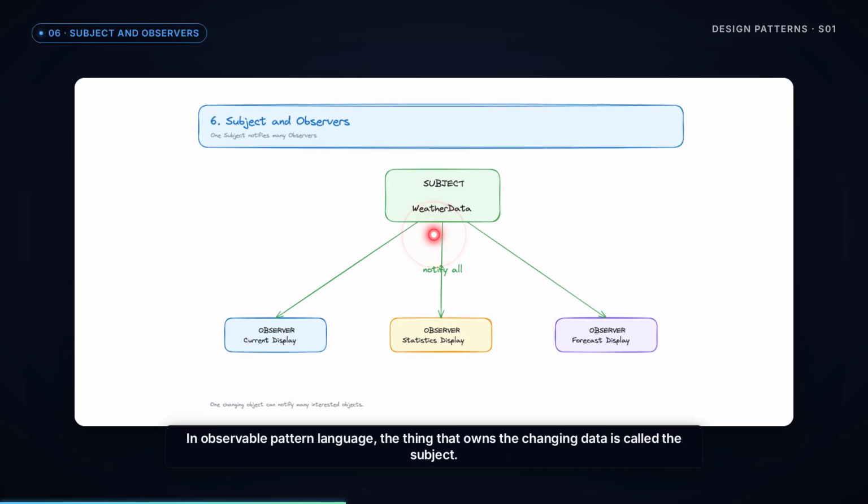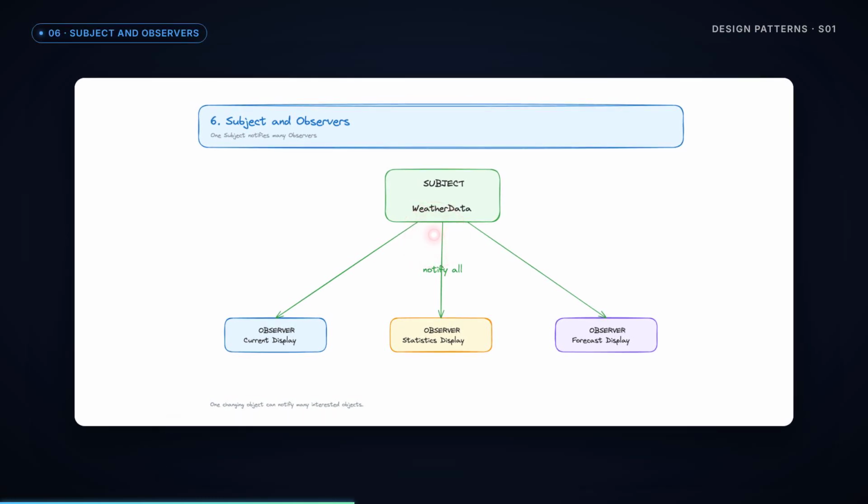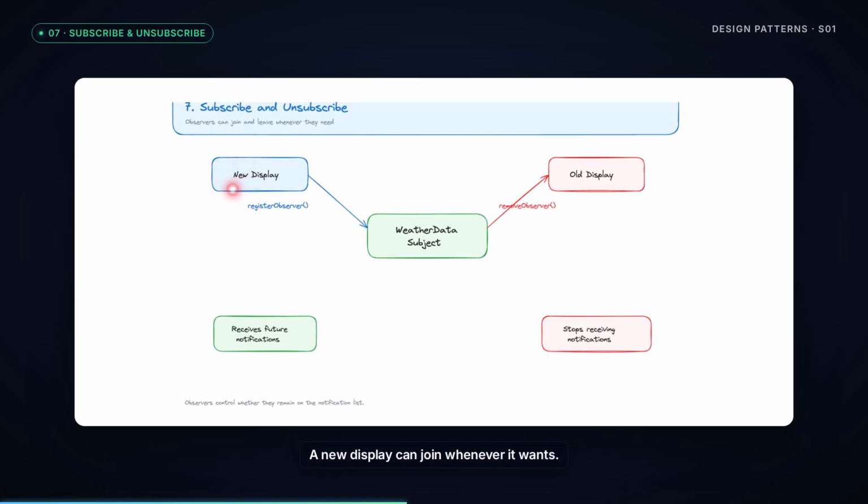In observer pattern language, the thing that owns the changing data is called the subject. In our case, WeatherData is the subject. The objects that want updates are called observers. So the current condition display, statistics display, and forecast display are observers. One subject can have many observers, and whenever the subject changes, it tells every observer, hey, something changed, you may want to update yourself.